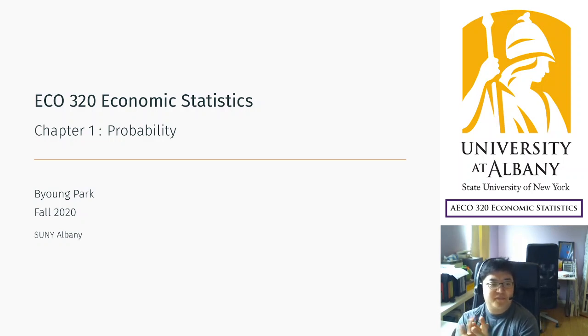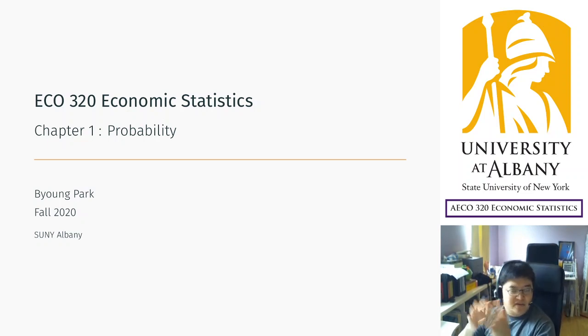Hello everyone. This is the second class for ECO 320 Economic Statistics. Today we are going to start the main part of this course, the main part of statistics. So it is chapter 1, titled Probability. Let's get started.